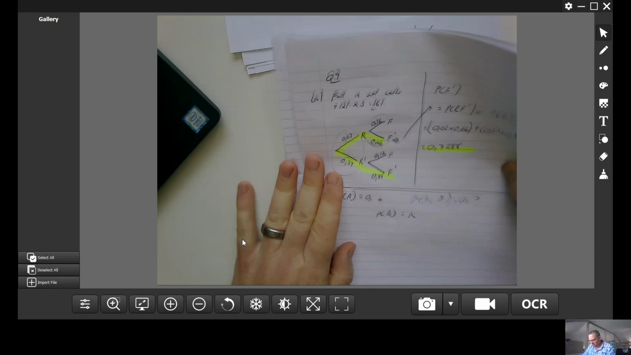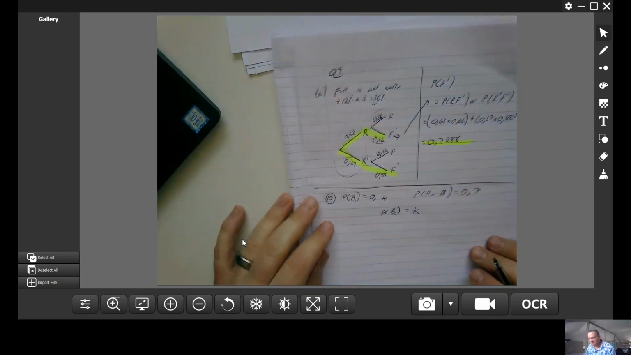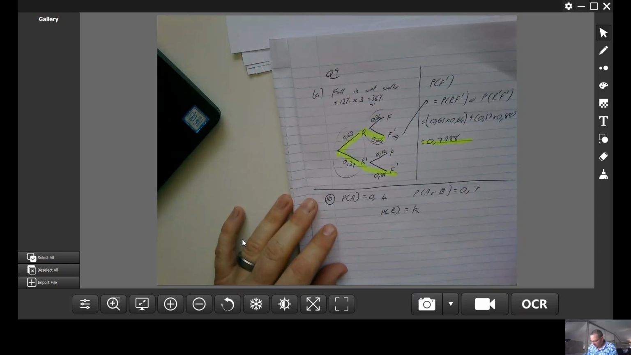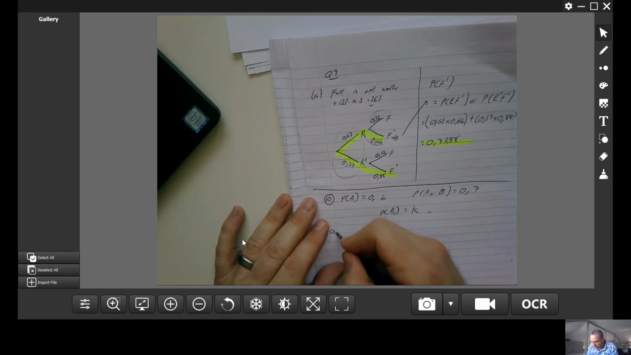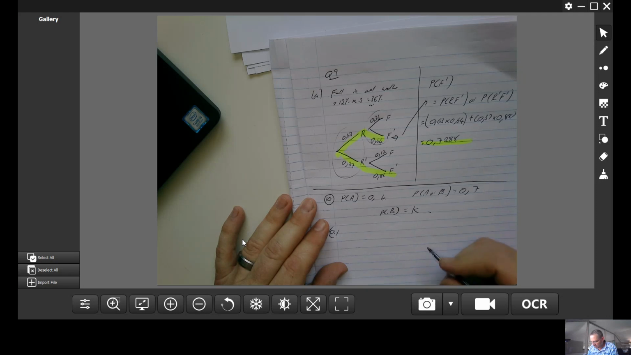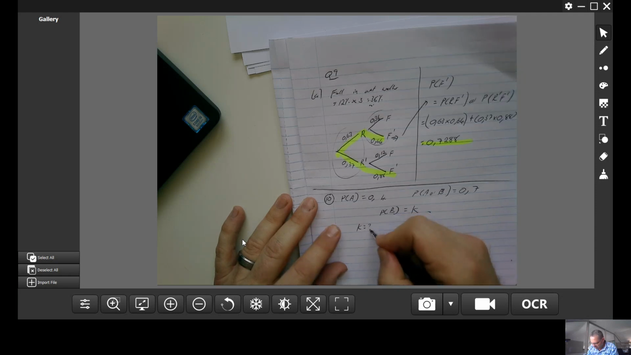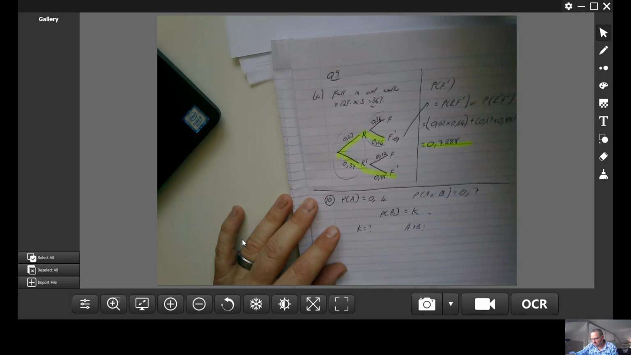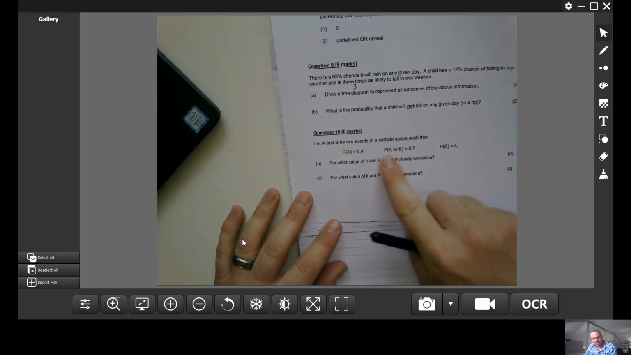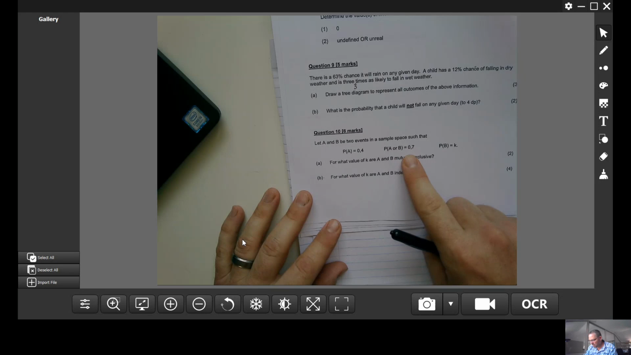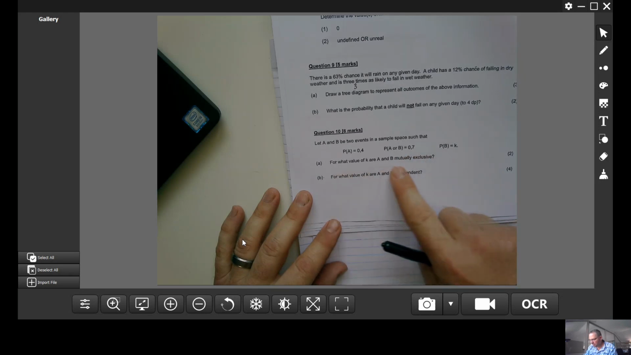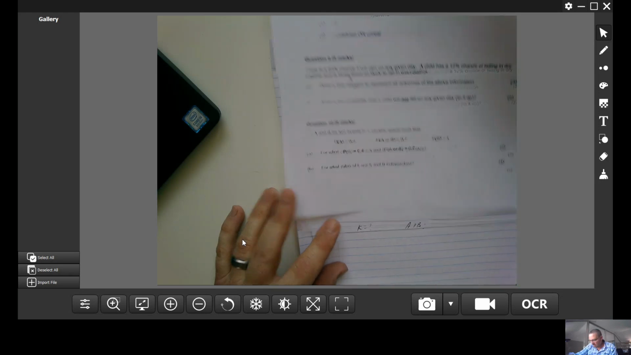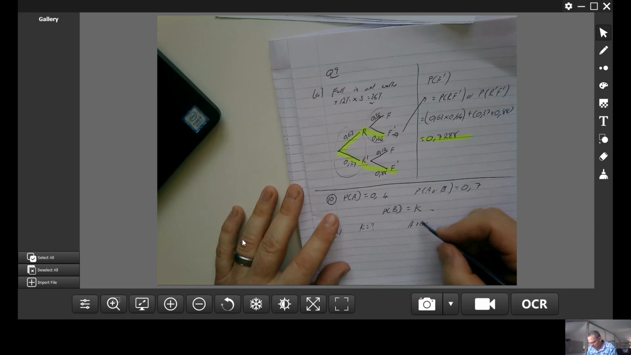Okay, so in the scenario over here, what have we got? What links up these things? First of all, the first question says, find the value of K such that A and B are mutually exclusive. Okay, so here's the question. Let A and B be 2 events in a sample space. The probability of A is 0.4, A or B is 0.7, B is equal to K. For what values of K are A and B mutually exclusive? That's the first question.